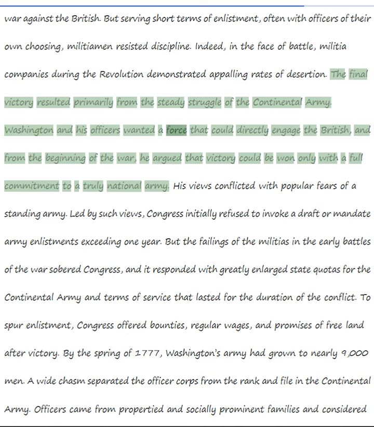Washington and his officers wanted a force that could directly engage the British, and from the beginning of the war, he argued that victory could be won only with a full commitment to a truly national army. His views conflicted with popular fears of a standing army. Led by such views, Congress initially refused to invoke a draft or mandate army enlistments exceeding 1 year.